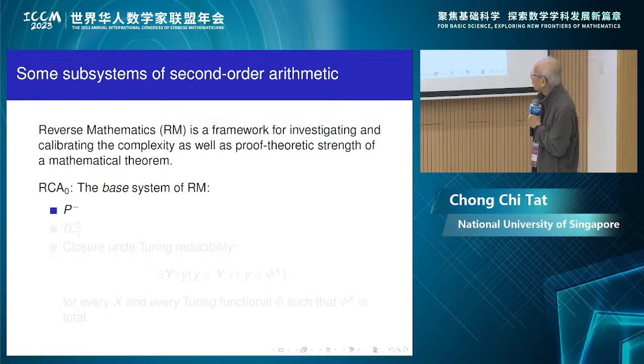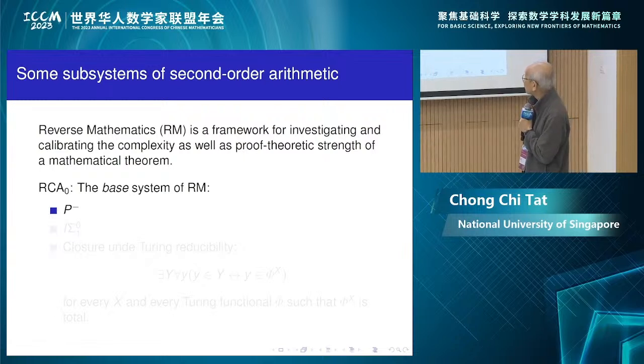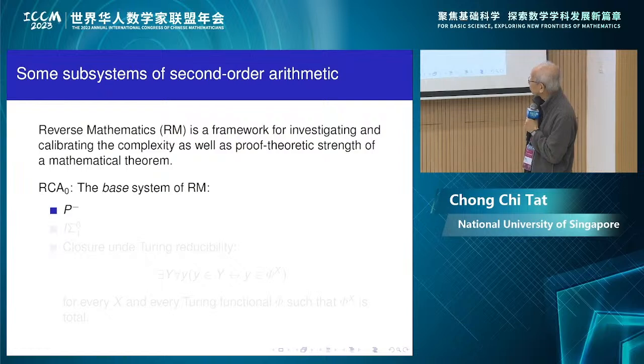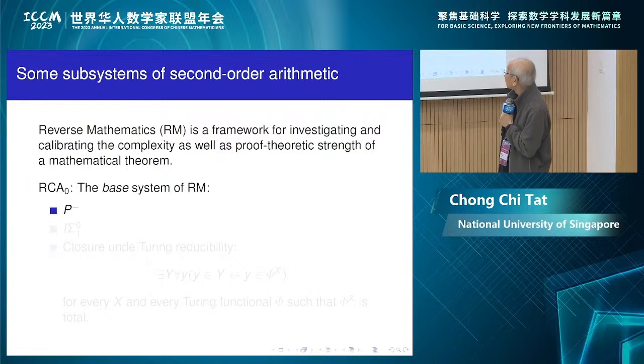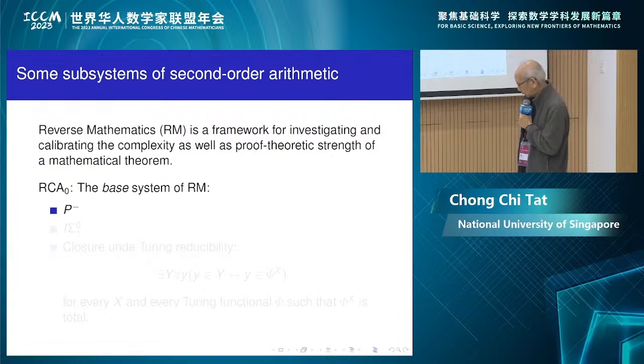are investigated in current reverse mathematics. The base system is RCA0. RCA0 stands for recursive comprehension axiom, and consists of the following. First of all, the system includes P minus. That's the Peano axioms without mathematical induction.